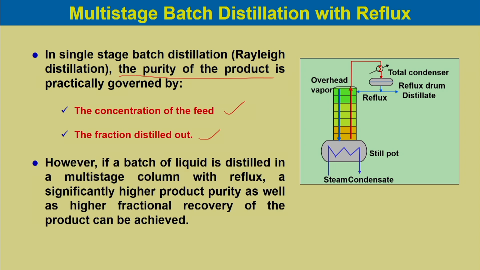However, if a batch liquid is distilled in a multi-stage column with reflux, a significantly higher product purity as well as higher fractional recovery of the product can be achieved. If we use multi-stage instead of single stage and if we also control the reflux or give the reflux back to the batch distillation column, we could achieve higher purity of the product and also the fractional recovery of the solute will be increased.